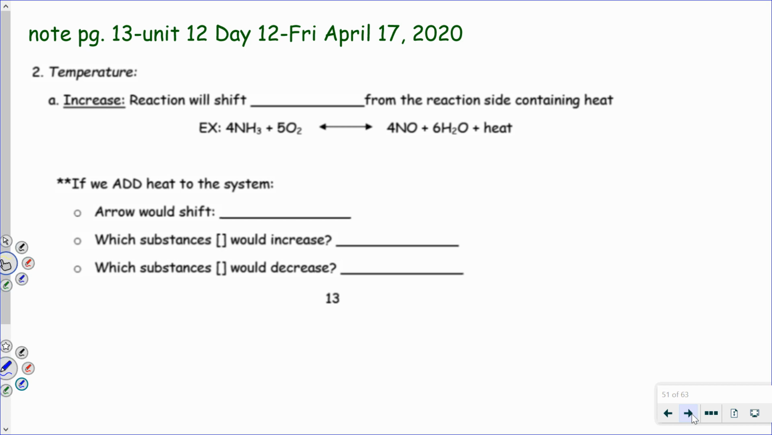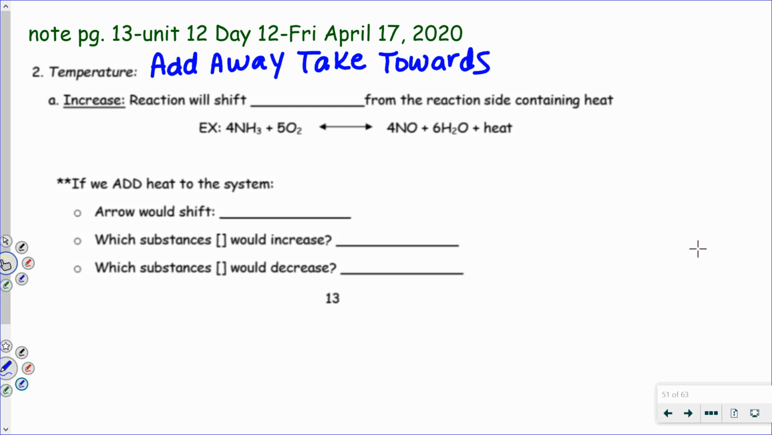We did the first half of page 13 where we looked at concentration. Now we're going to be looking at temperature. Concentration and temperature have the same rule to help you figure out which way it shifts. So remember, add, away, take, towards. The same rule applies for temperature if I increase or decrease it. As yesterday, we are going to do an increase first, and then we'll do a decrease as an example. So this is our second stress, which is temperature.